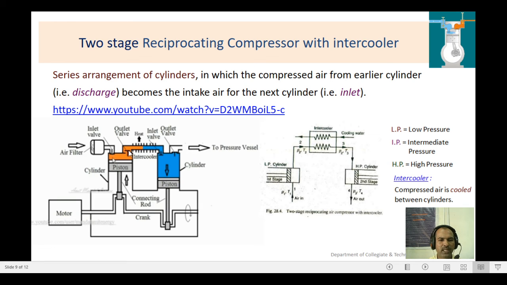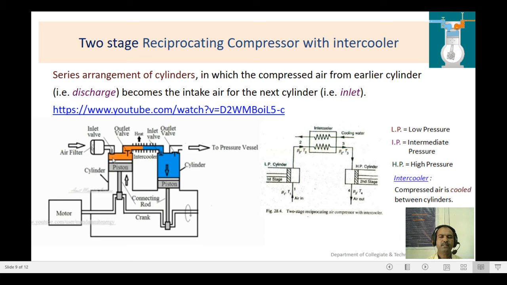When the high temperature air passes through this intercooler, the air cools down, and the cool air is then collected into the second cylinder, which is called the high pressure cylinder. When the piston moves upward in the high pressure cylinder, the compressed air is stored in a pressure vessel. From this pressure vessel, the air is utilized for different applications. So this is the working principle of a two-stage reciprocating compressor with an intercooler.